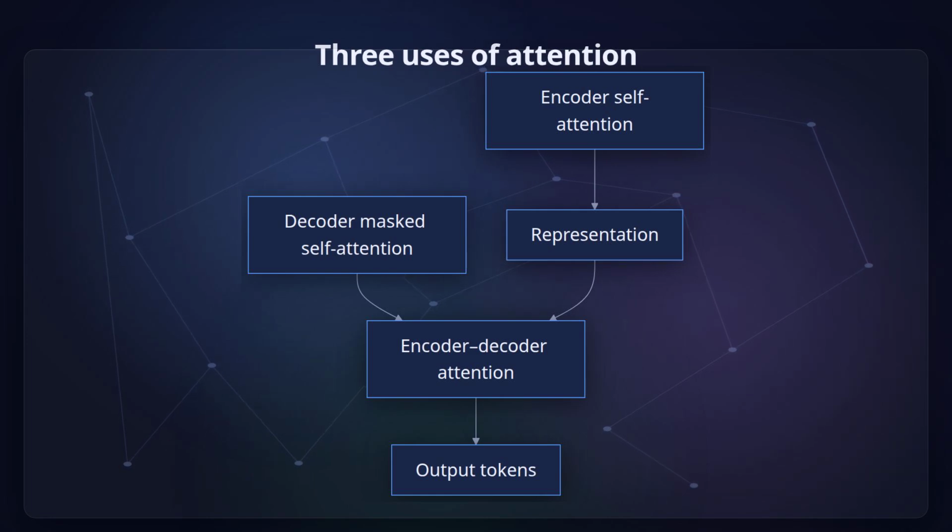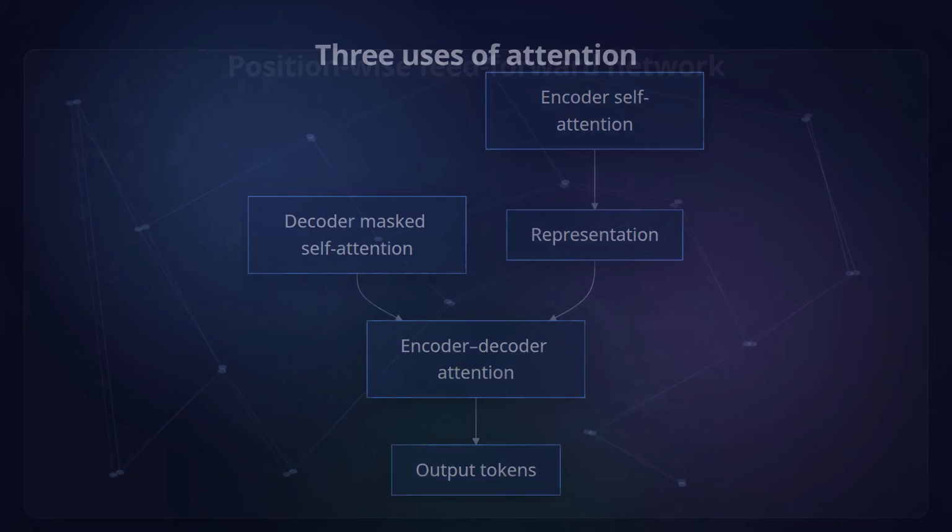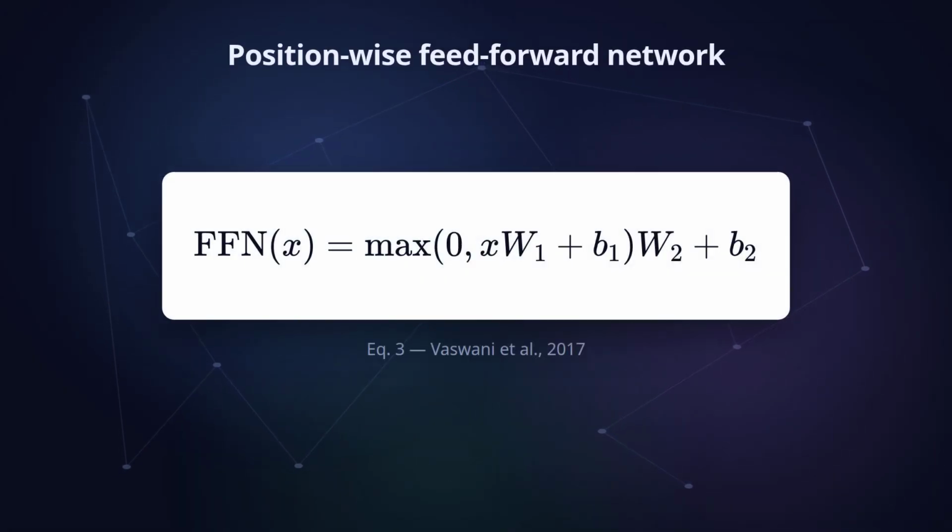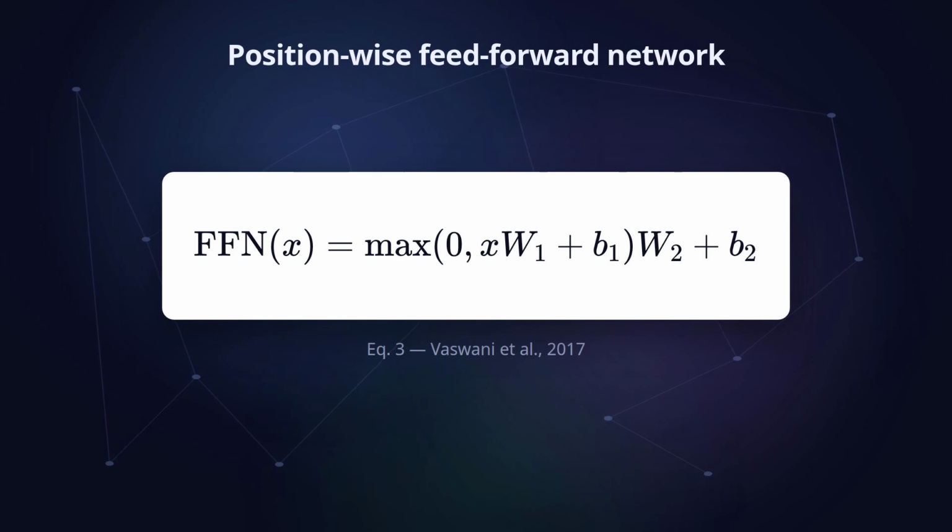In the encoder, it is self-attention over the input. In the decoder, masked self-attention prevents a position from seeing the future, and encoder-decoder attention lets the decoder attend over the whole input. Between attention sublayers, each position passes through the same small feed-forward network. 2 linear layers with a ReLU in between, applied identically at every position.